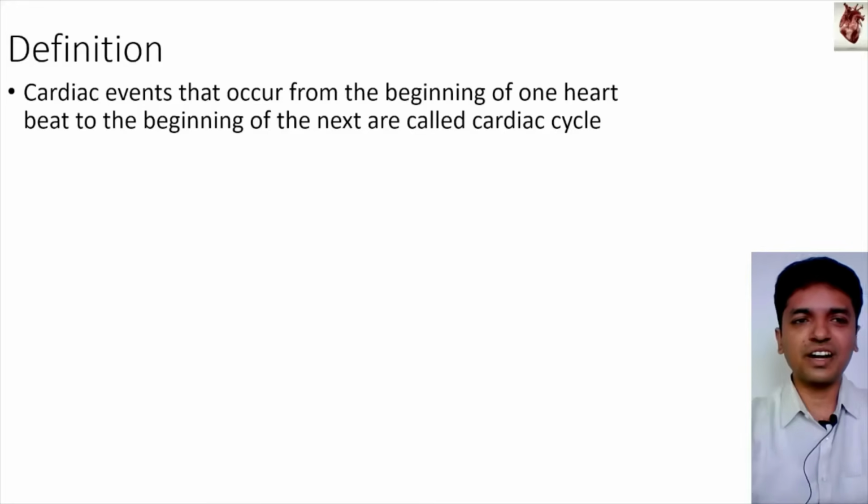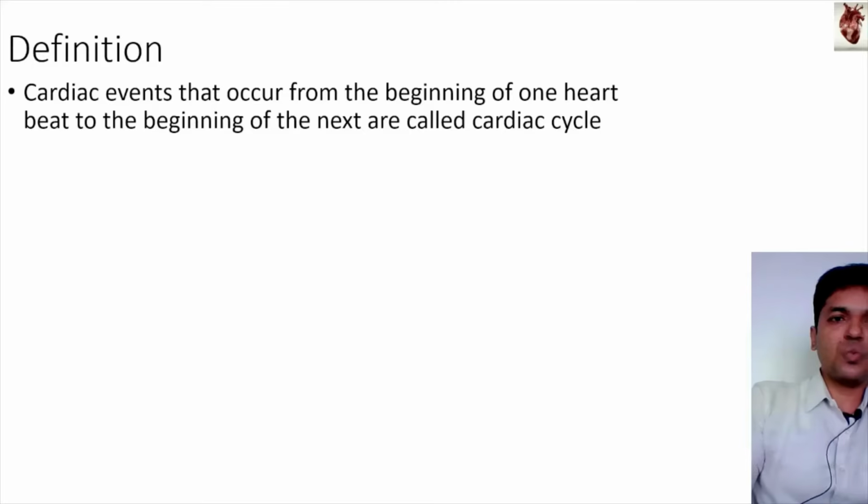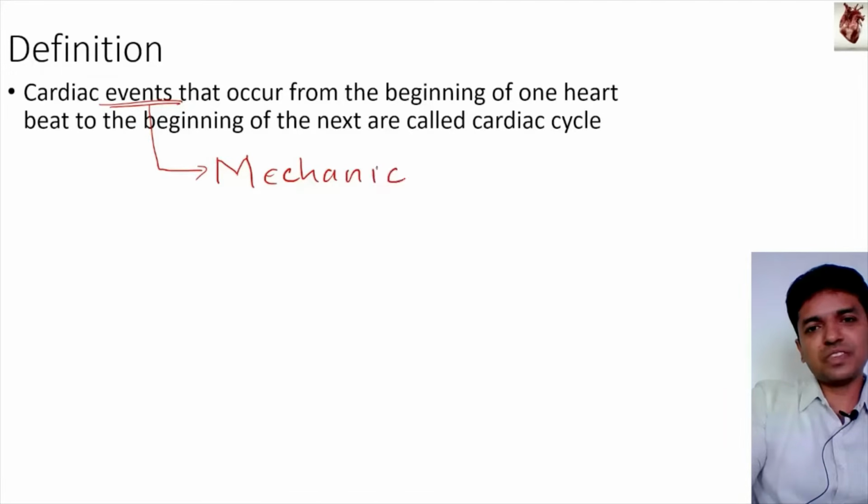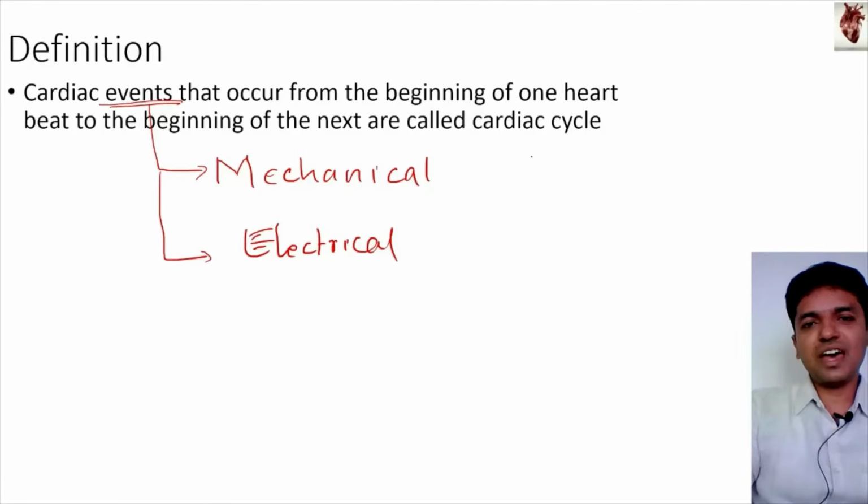So how can we define the cardiac cycle? The cardiac cycle is nothing but the cardiac events that occur from the beginning of one heartbeat to the beginning of the next heartbeat. So what are these events which are occurring? These events are basically two types of events. One is what is called mechanical events. Another one is what is called electrical events. Okay, the mechanical events and the electrical events.